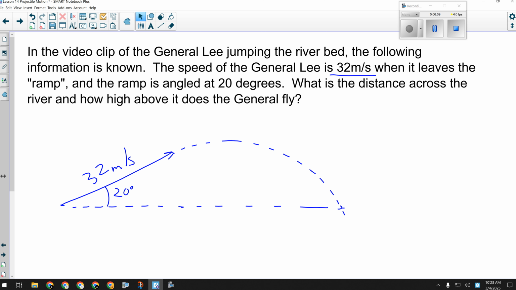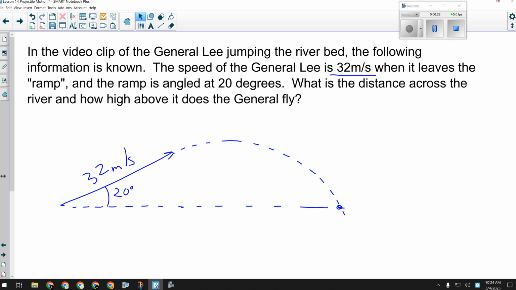And it came down to the ground over here. We're going to assume that where it landed and where it launched from are level. In that particular shot, that's probably not true, but we're just going to say that it was. It launched from one side of the river, landed on the other side of the river, and they're the same height.